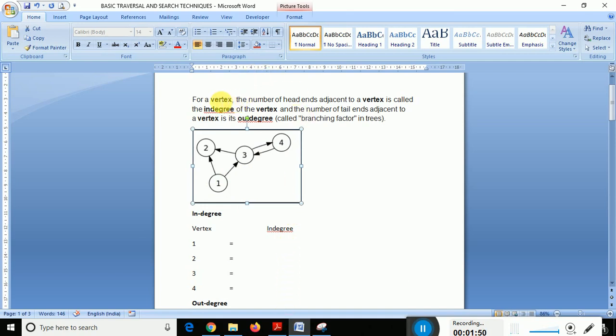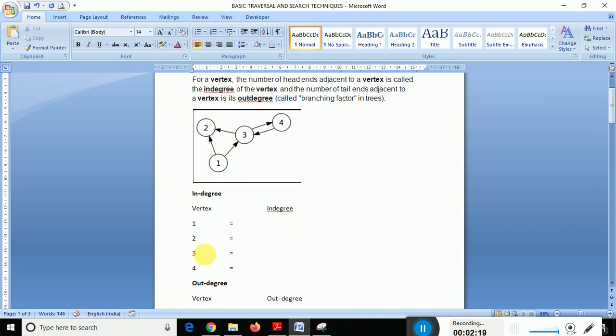Here the definition is given for a vertex: the number of head ends adjacent to a vertex is called the in degree of the vertex, and the number of tail ends is the out degree. Head ends means what? This is a vertex and the head of this edge is ending here, that is the in degree. Tail ends means, as an example, the tail is connected here, that is the end. Now we'll move to how to solve this one.